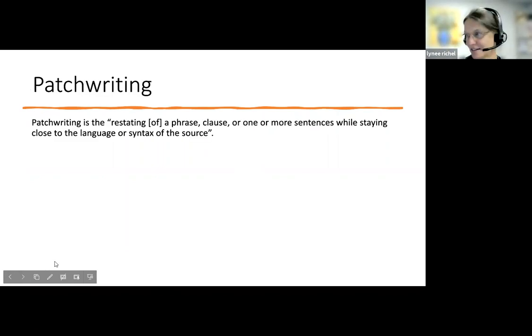They came up with a definition of what they were seeing, not plagiarism, but something called patch writing. They define patch writing as the restating of a phrase, a clause, or one or more sentences while staying very close to the language or syntax of the source. So it's not theft in the way that we understand plagiarism as theft. Students might have actually quoted or at least cited with an in-text citation the patch written phrase, but the worry was that they were not developing in-depth understanding of the sources that they were engaging with.